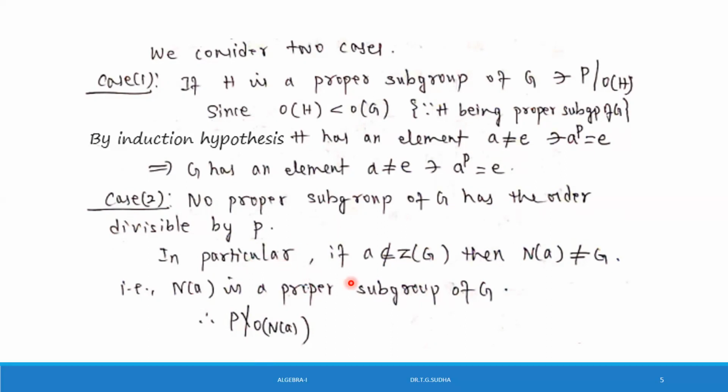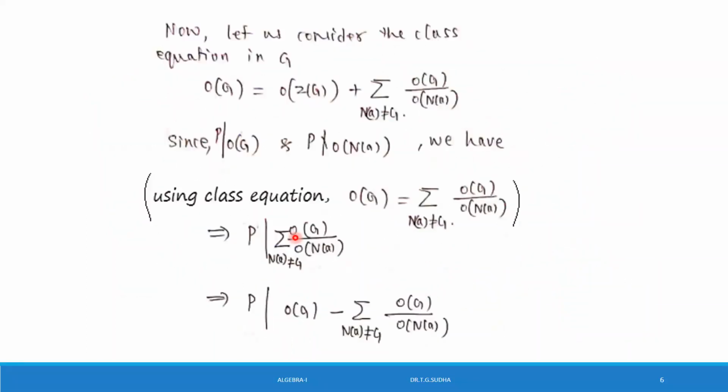So, in particular, let us take an element A which is not in the center of G. By one of the corollaries we have proved, when A does not belong to Z of G, N of A, that is the normalizer of A, is not equal to G. That means N of A is a proper subgroup of G. Since it is a proper subgroup of G, by our assumption here, P will not divide the order of N of A. Now let us consider the class equation which we obtained in the previous sessions.